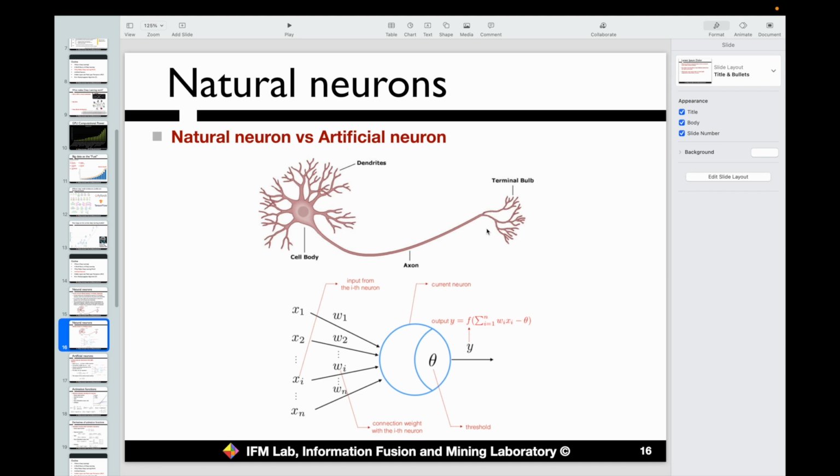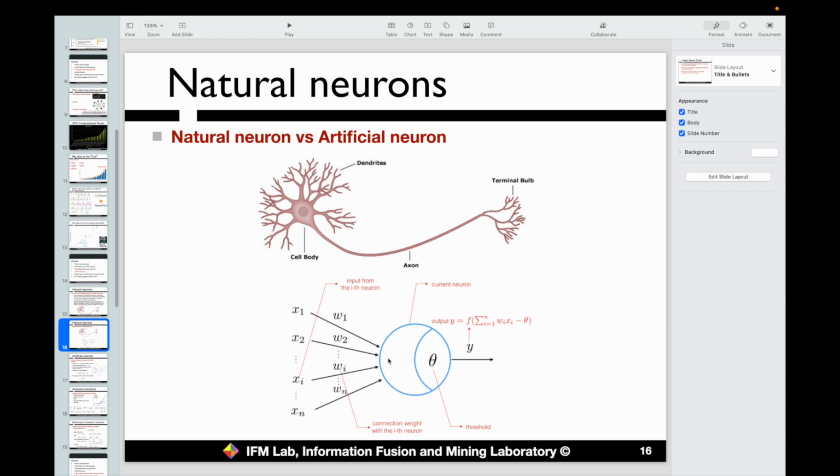By mimicking the way the natural neuron works, we also propose this artificial neuron as shown at the bottom. This is the artificial neuron. Similar to the natural neuron, it will also accept multiple inputs from other neurons before it. And we can denote X1 until Xn as the inputs for this artificial neuron.